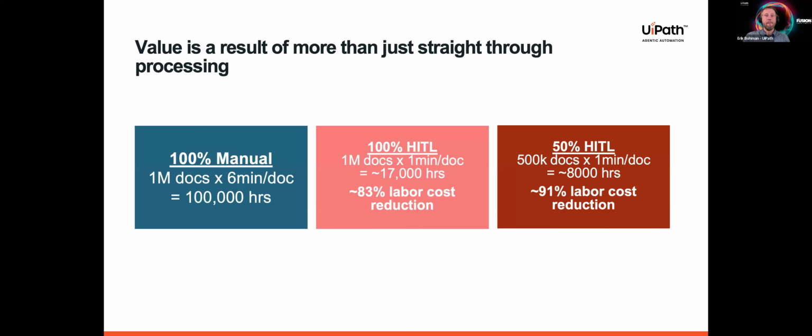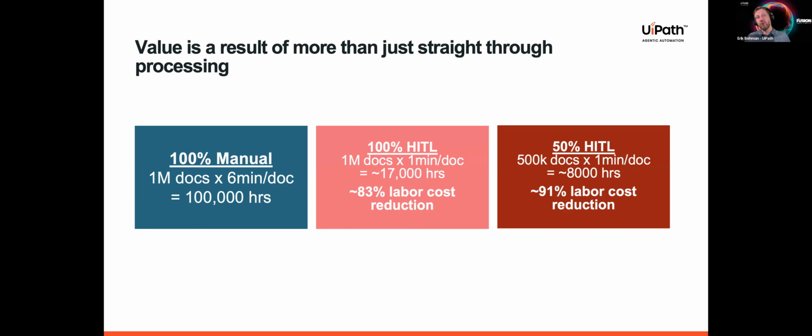So here's how we talk about value then. We talk about value in terms of what's your current state, let's say, the manual state of affairs. In this fictional example, we have 1 million documents. What if it takes 6 minutes per document? That's 100,000 hours. If we can bring down the labor cost there and maybe go 1 minute per document, thanks to our combination of these AI models to extract and the human in the loop to look at things that need touching, we can do an 83% labor cost reduction.